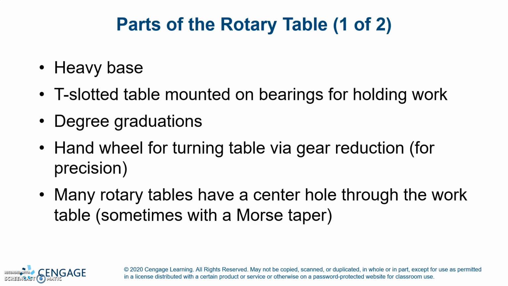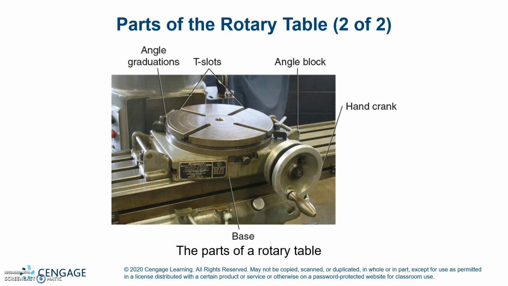Parts of a rotary table: heavy base, T-slotted table mounted on bearings for holding work, degree graduations, and a handwheel for turning the table via gear reduction for precision. Many rotary tables have a center hole through the work table, sometimes with a Morse taper. There's a picture of one. Angled graduations are over here on the sides of the rotor. You've got T-slots, an angle block, a hand crank, and then there's your base.